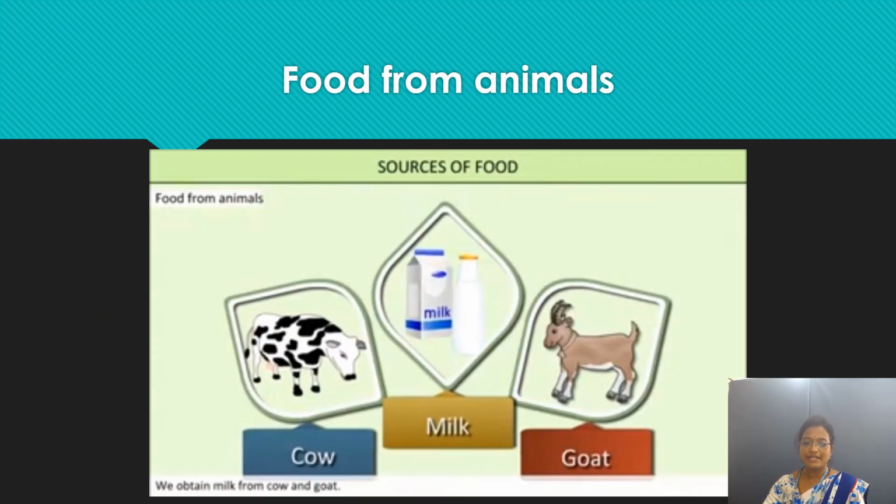Now you can see here a picture. You can see milk. From where do we get milk? Obviously, we get milk from cow and goat. So here milk is a source from animals.